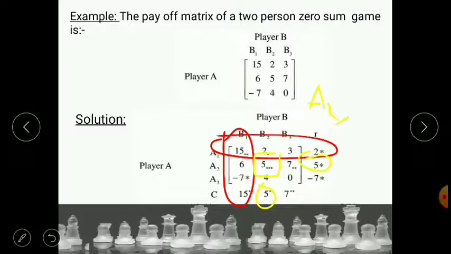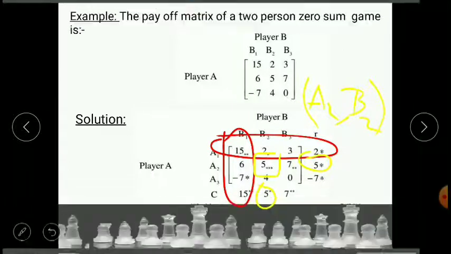A2 comma B2 becomes our saddle point. Okay.